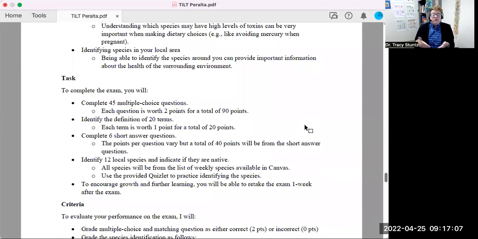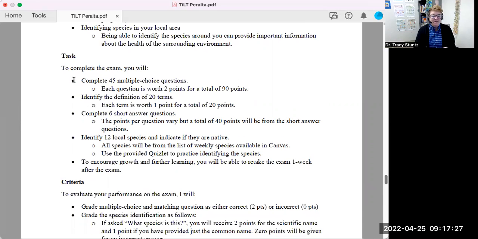So then we get down to our task list. And when taking a test, you would think, here's the test. Step 1, take the test. Step 2, turn in the test. But I really liked the way that this particular faculty member broke down the tasks in that it talks about the types of questions. Sometimes, especially with test taking, there's quite a bit of anxiety about what kinds of questions am I going to be asked? Is it all going to be multiple choice? Are there going to be essay questions?